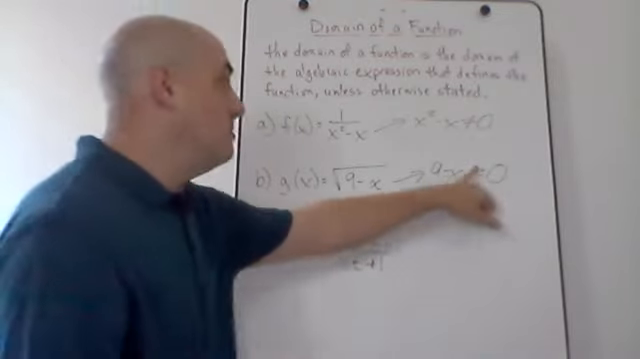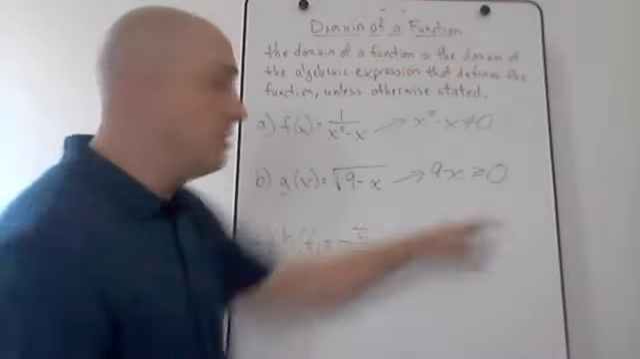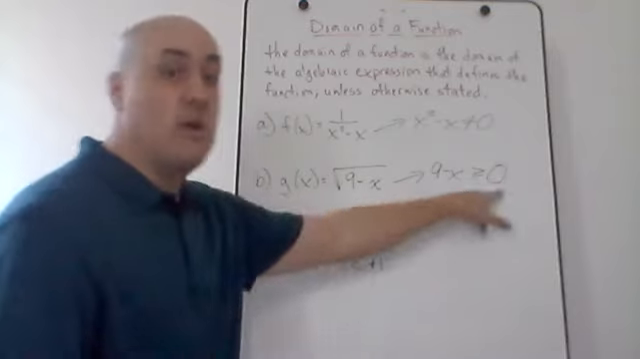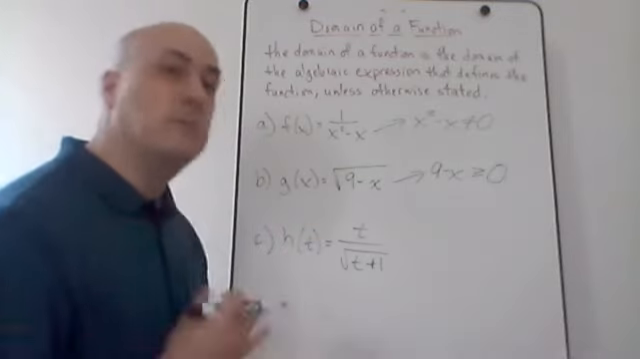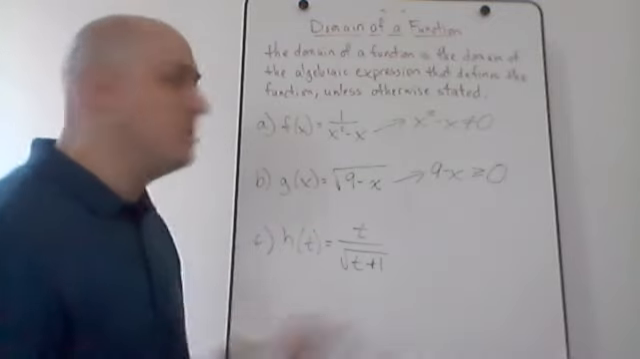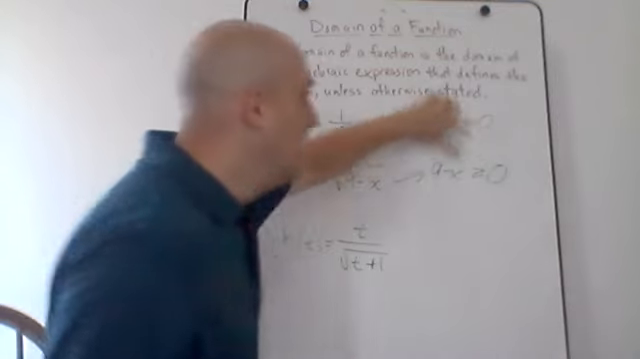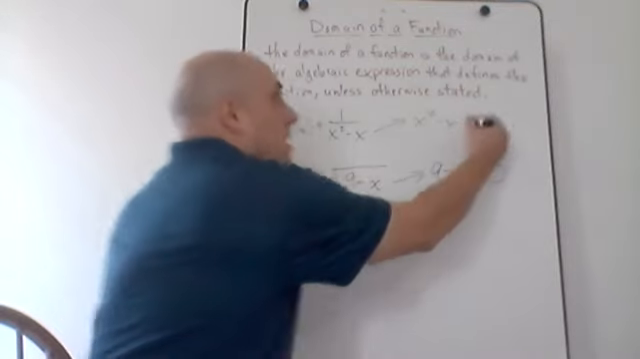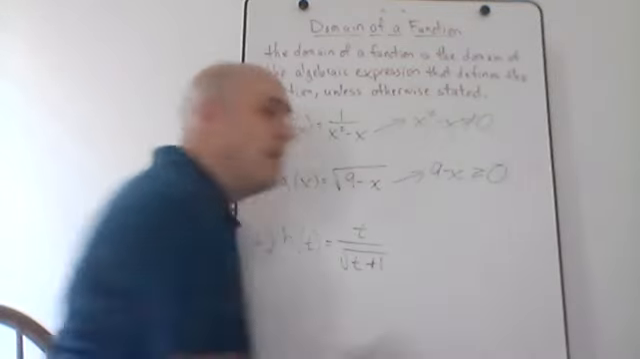For square roots, it's greater than or equal to 0. It's whatever's underneath that square root greater than or equal to 0. Right, so sometimes people get confused. Well, they both involve 0, so I don't remember which one's not equal to and which one's greater than or equal to. But just think about what you're doing.